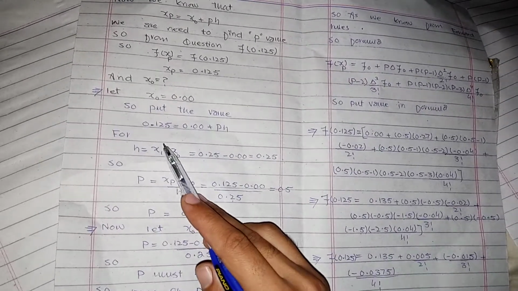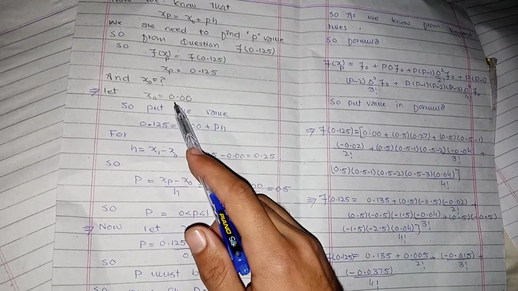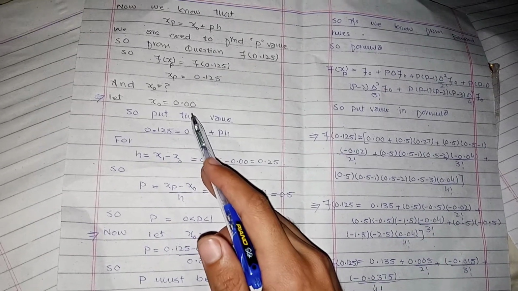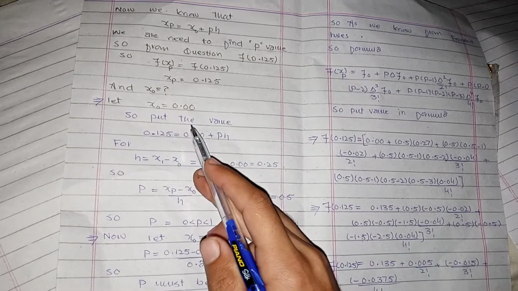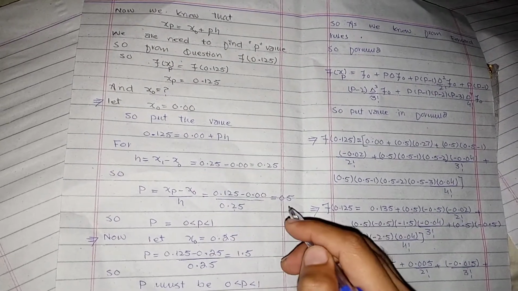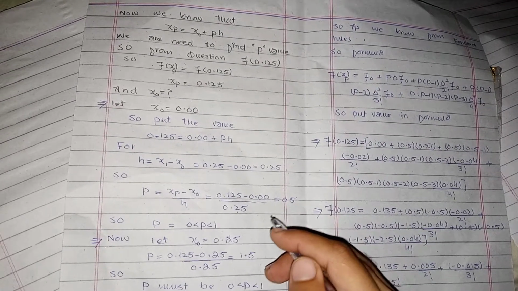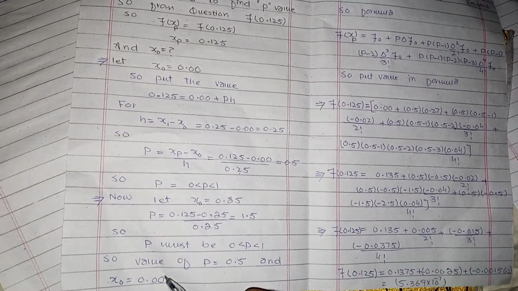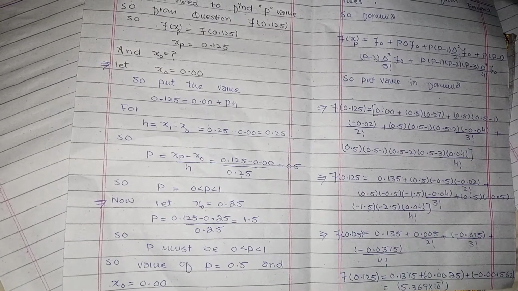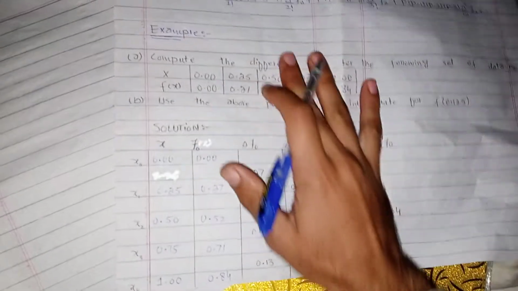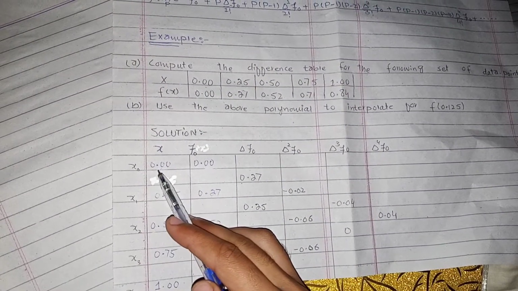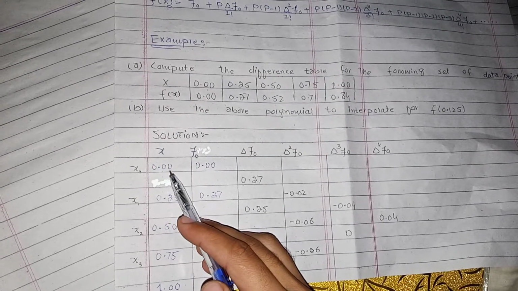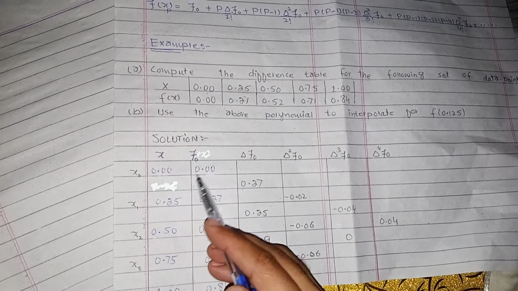We will consider x naught as 0.00 because it gives us the correct value, because at this point we are getting the value of phi as 0.5, which is the required value. So we will take this as our first point. As it is Newton forward, and at x naught it gives us the value of phi between 0 and 1, we will just start from here.